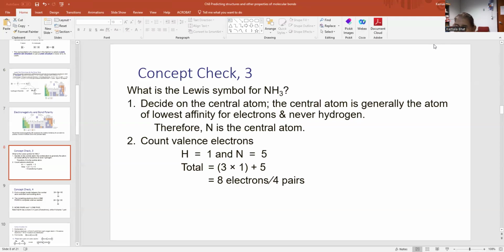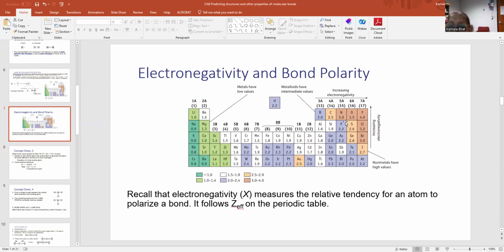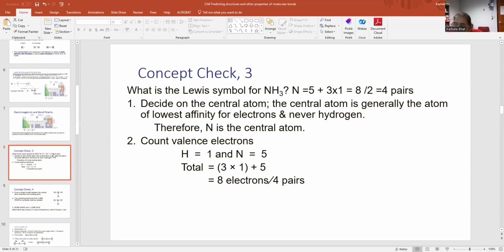So now, how do we calculate it? We see that nitrogen belongs to group 5. So here we can write that nitrogen brings in 5 electrons plus 3 times 1 electron, which gives us 8 electrons, divided by 2, makes it 4 pairs. This is how the pairs of electrons are calculated. Nitrogen is the central atom because hydrogen cannot form the central atom. You can see how the same calculation is shown below, how we got 8 electrons and 4 pairs.